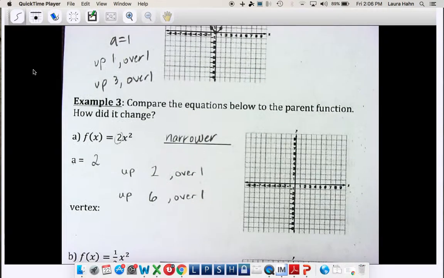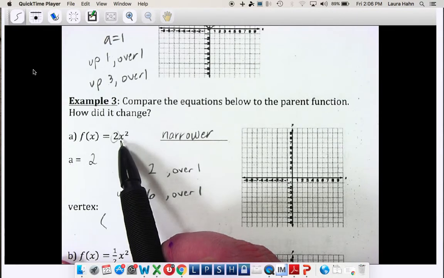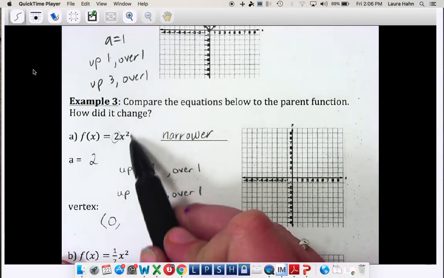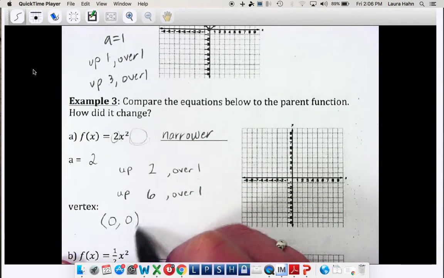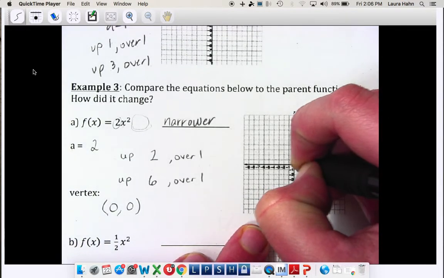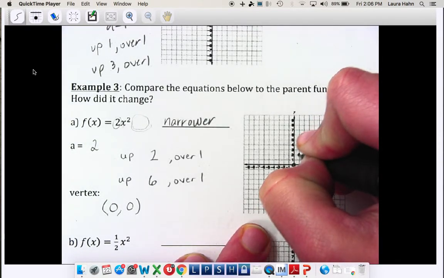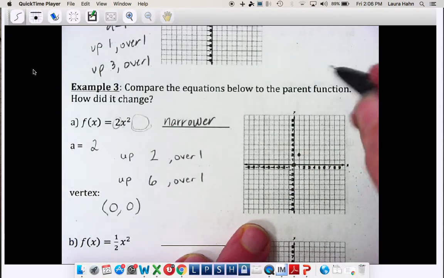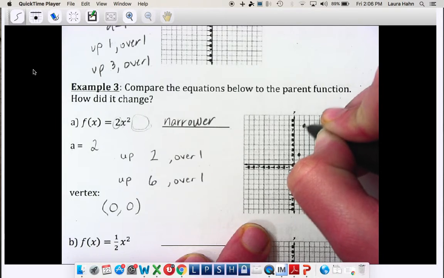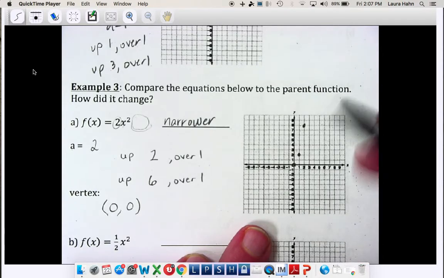Okay, so my vertex, we look at the x. There is absolutely nothing happening to the x. We're not adding, we're not subtracting, so my x value is 0. Your y value comes here at the very end. Well, there's nothing out there, so my y value is also 0. So my vertex is at the origin. But this time we need to move up 2 over 1. And then from there I need to move up 6 over 1. My axis of symmetry goes right through the vertex, so I need to mirror it across.